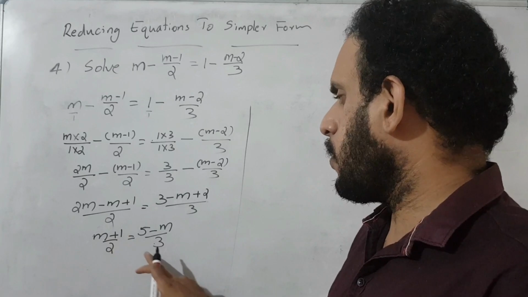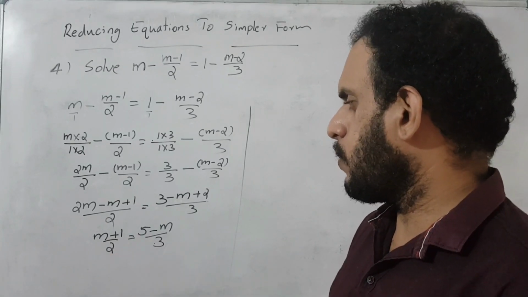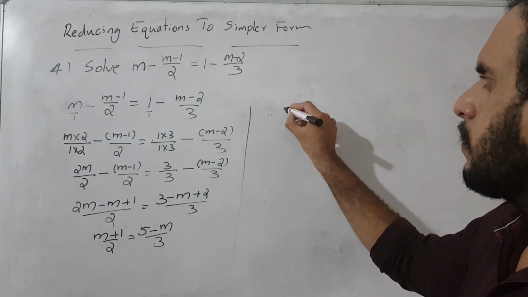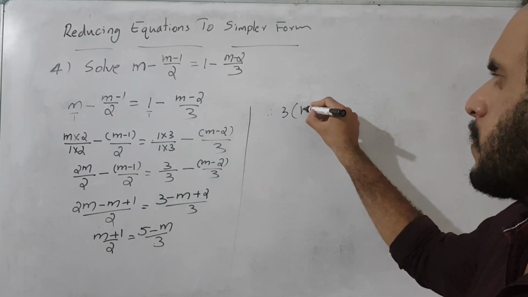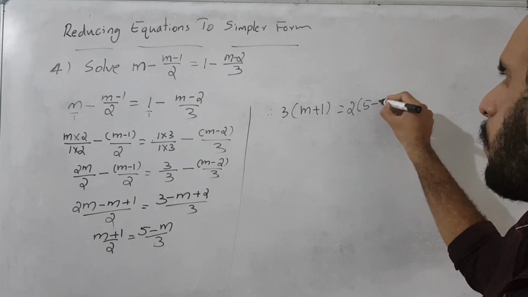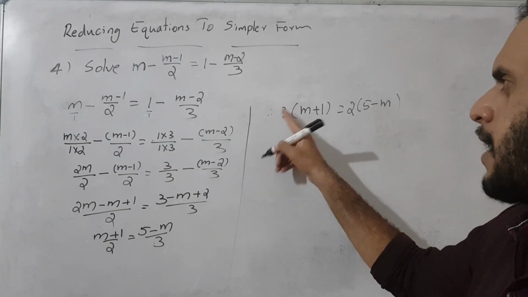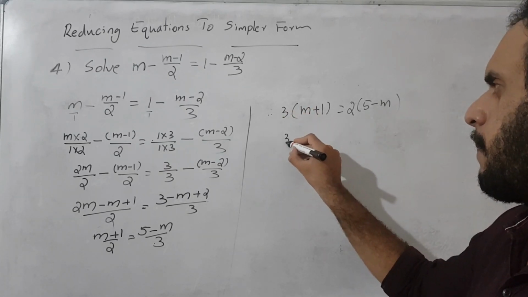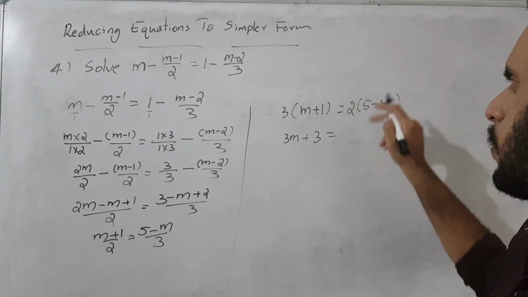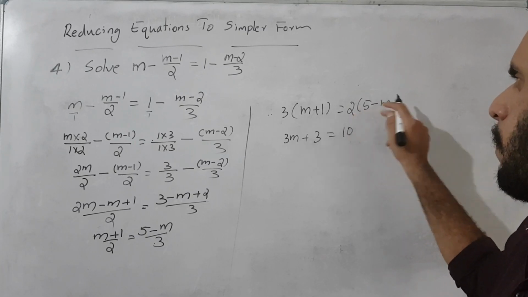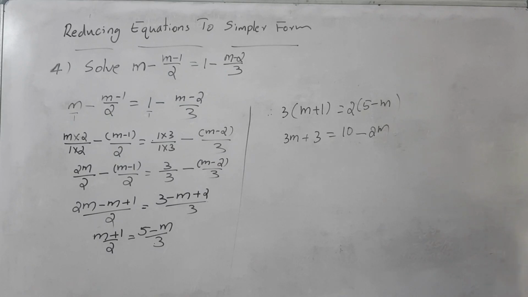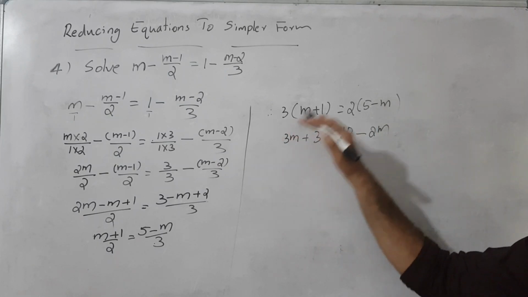Then m plus 1 into 3 is equal to 2 into 5 minus m. Then what is next? Therefore 3 into m plus 1 is equal to 2 into 5 minus m. The next, expand the bracket. 3 into m, 3m plus 3 is equal to 2 into 5, 10 minus 2 into m, 2m. Correct? Then next we take the variables on one side, numbers on the other side.